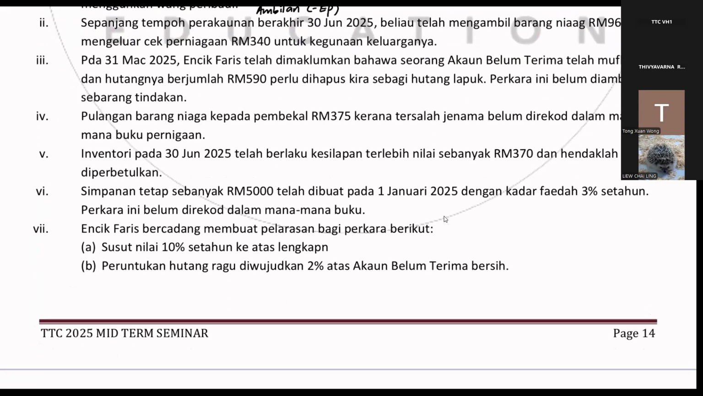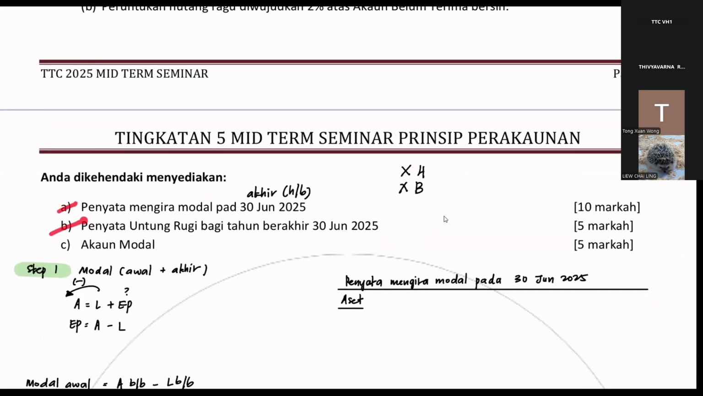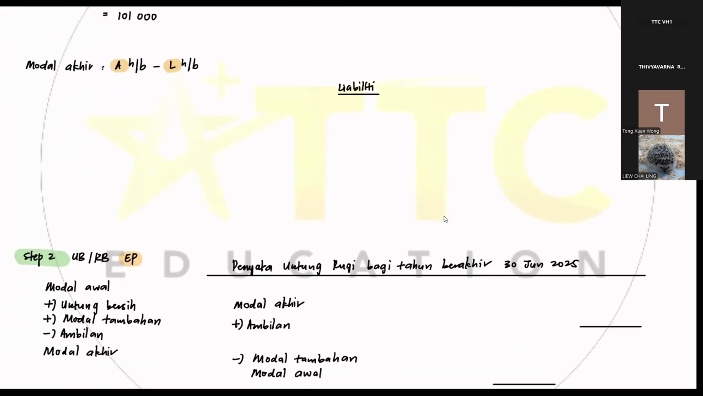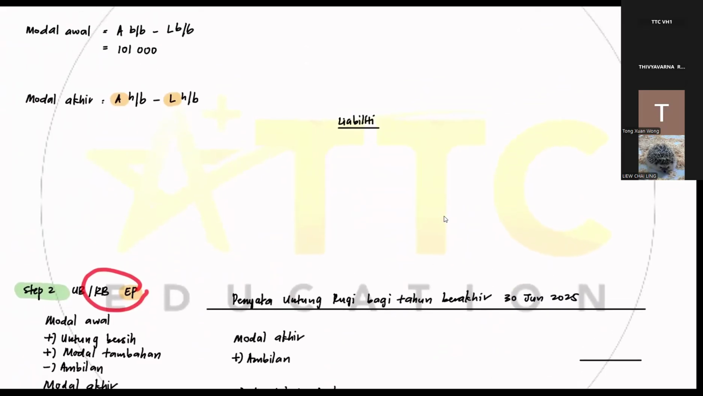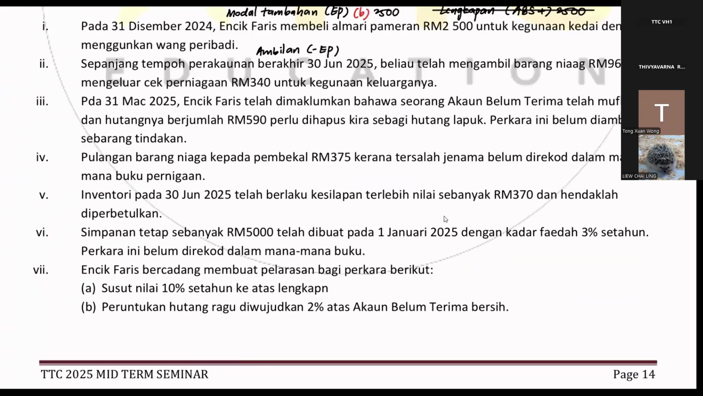Now come the question again. Minus EP should go to A or B. Yes, should go to B. It is for us to find the untung rugi only, because part A, to get your modal, you only need asset and liability. So label first, label it for part B later. Okay, then ambilan how much? We can combine both together. 960 with 340. So we get 1,300.